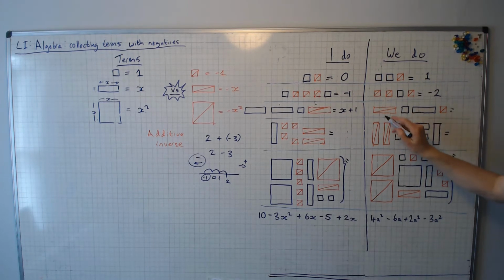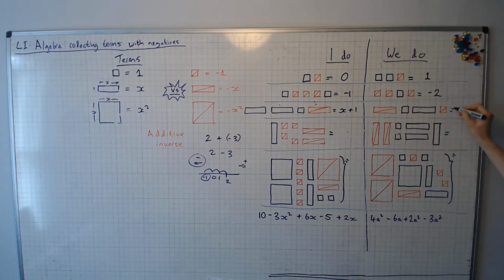This time we have these two are going to cancel, the x and the negative x, and the 1 and the negative 1 are going to cancel. So they're going to add together to make 0.